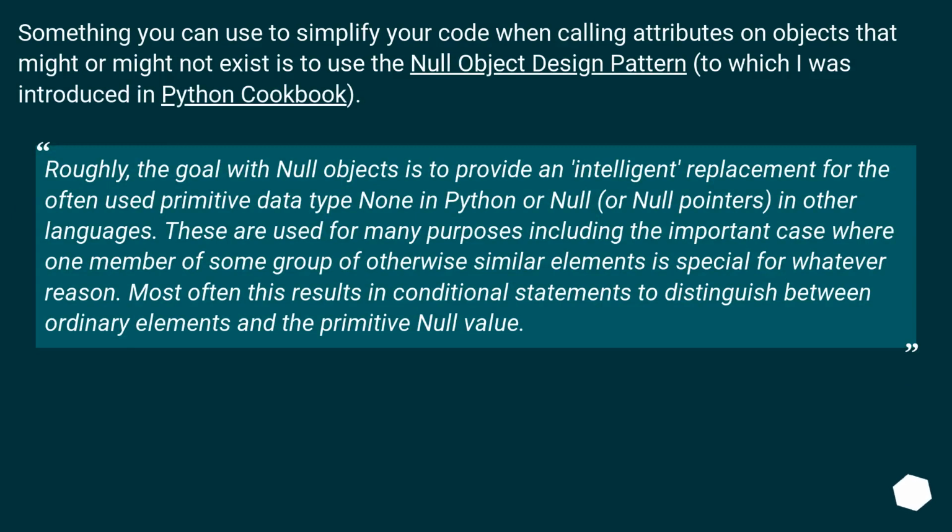Something you can use to simplify your code when calling attributes on objects that might or might not exist is to use the null object design pattern, to which I was introduced in Python Cookbook. Roughly, the goal with null objects is to provide an intelligent replacement for the often used primitive data type None in Python or null pointers in other languages.